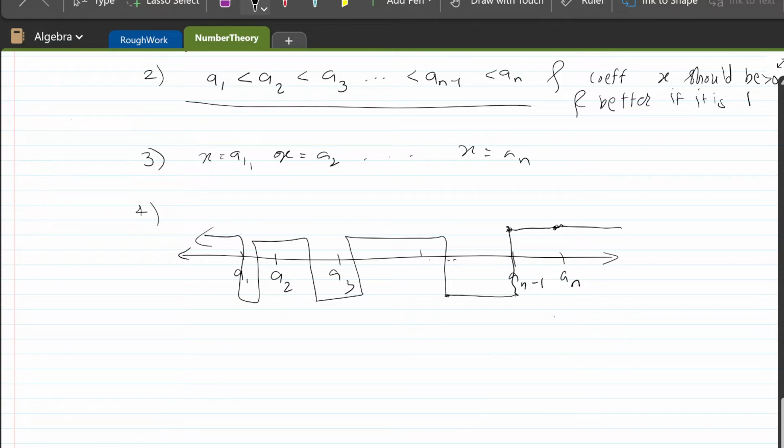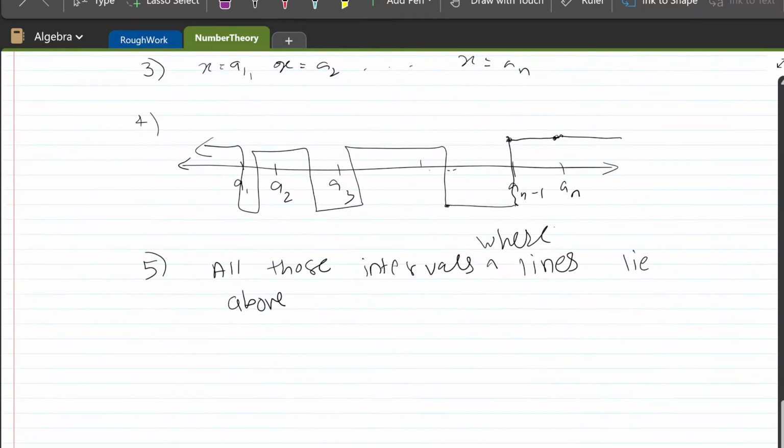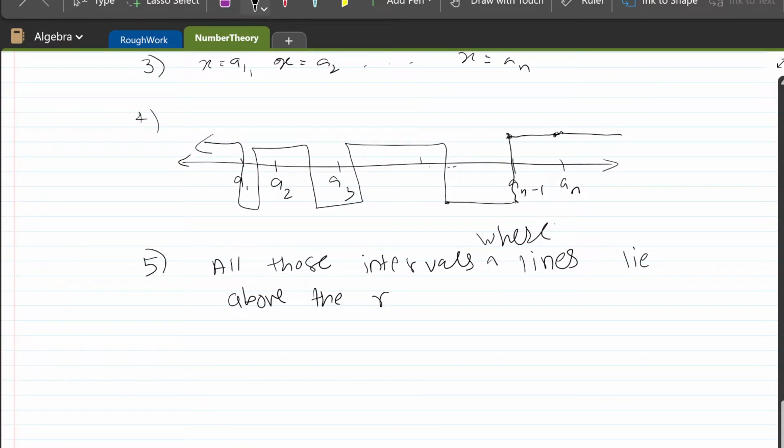So now for all those intervals where the line lies above the real axis, where the line rises above the real axis, the expression will be positive.